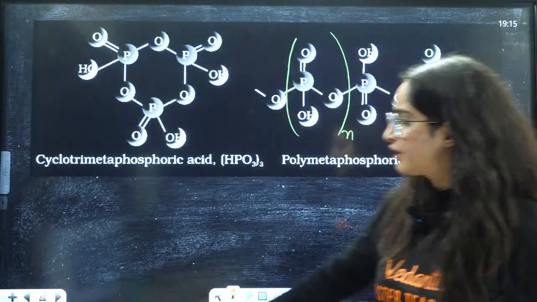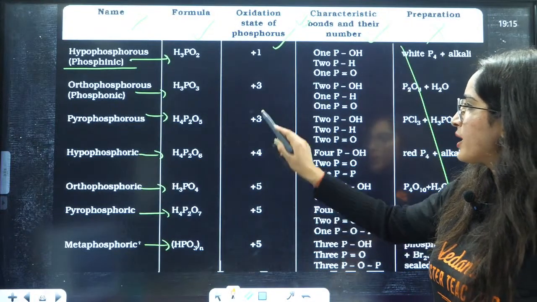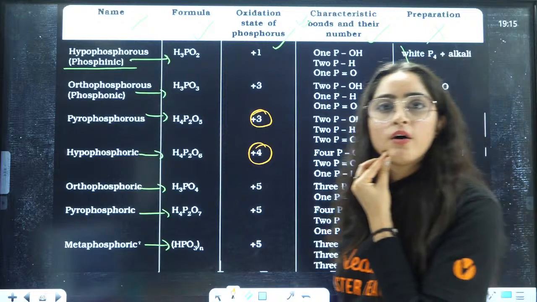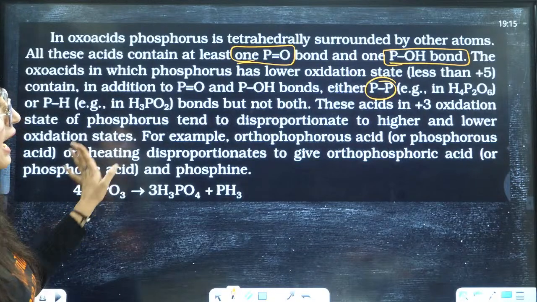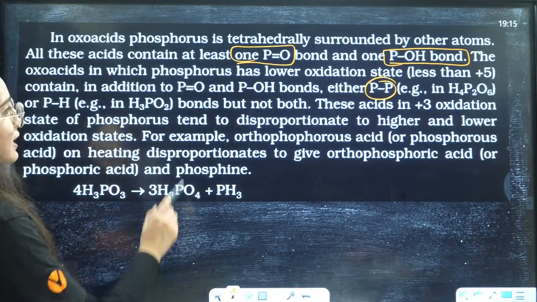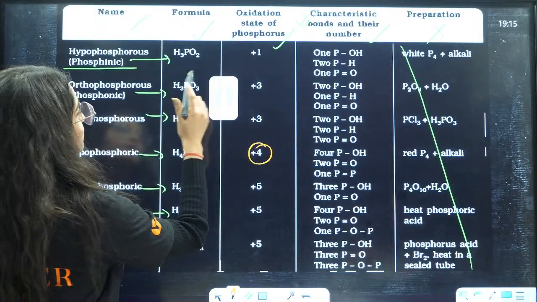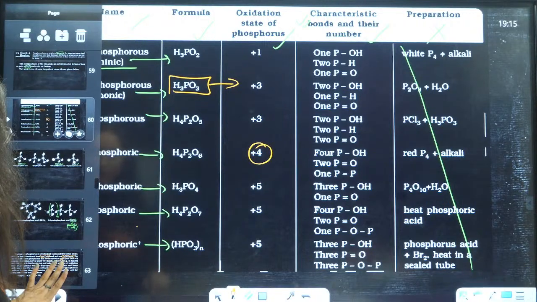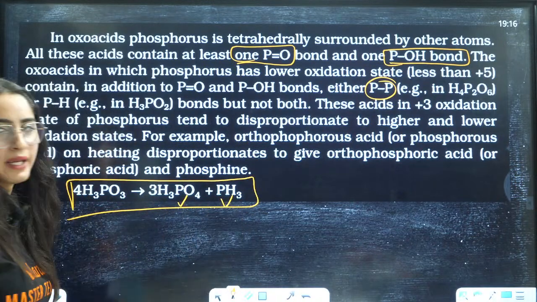So they are saying that if the oxidation states are less than +5, and the acid contains 2 phosphorus atoms, then it will also have P-P bonds. Then the acids in +3 oxidation state of phosphorus tend to disproportionate to higher and lower. Like H3PO3, it is going to disproportionate into H3PO4 and PH3.